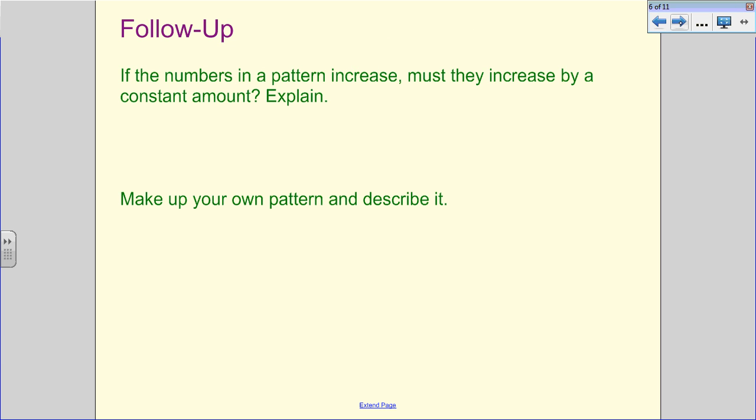If we look at the follow-up, if the numbers in a pattern increase, must they increase by a constant amount? Explain. You've got two examples here with A and B that are going to help you do that. Once again, I expect you to do that, and this will be a check in class problem. Then make up your own pattern, and I expect this to be a number pattern, and describe it. This will be a check in class problem also.